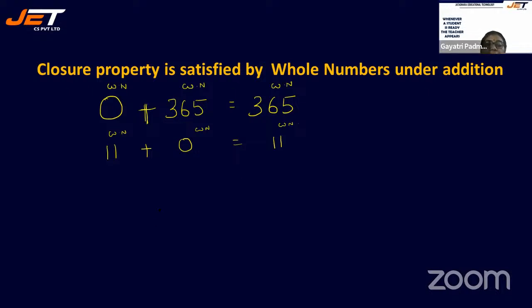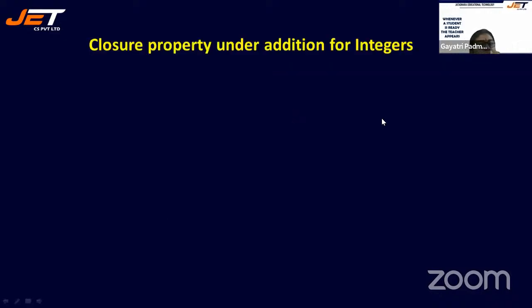Right? Yes. So one more example, same: 12 plus 0 is going to give you 12, which is also a whole number. If I put 12 instead of 0, we get 24. So this becomes a natural number also. All right. Yes. Now let's move on to the closure property under addition for integers.